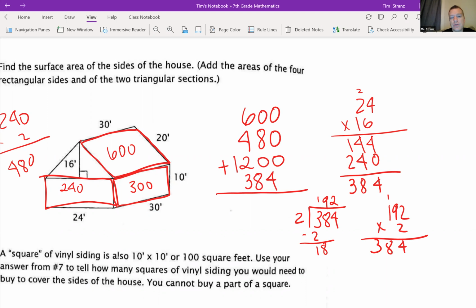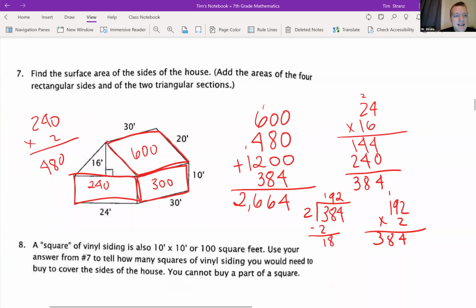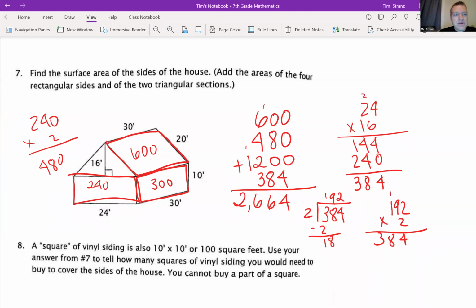So now if I add all these together, I get 2,664. Okay, so that's the area of the whole thing. Again, I am not sure what this question is asking. It did not make it very clear. It says find the surface area of the sides of the house.